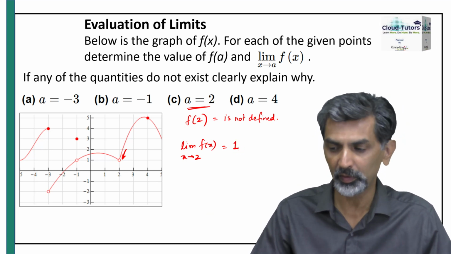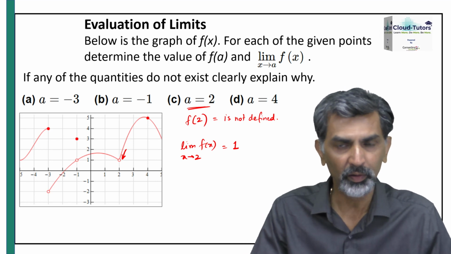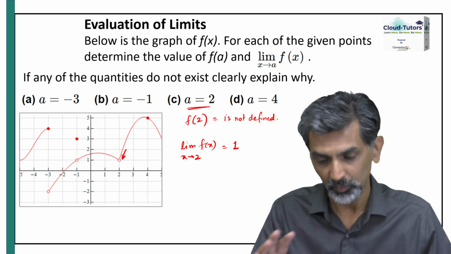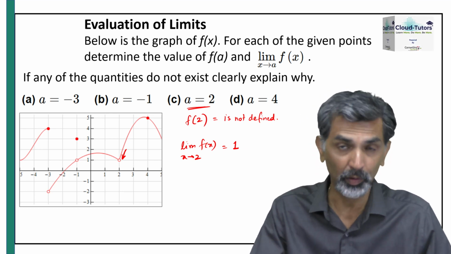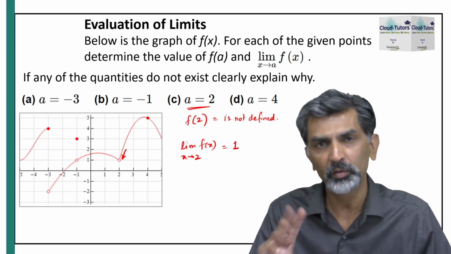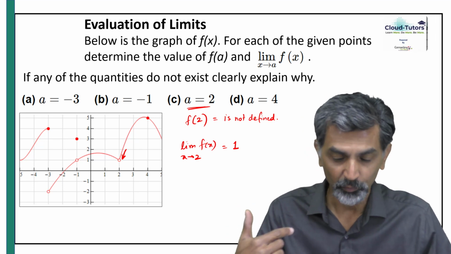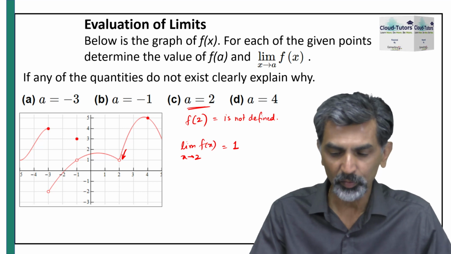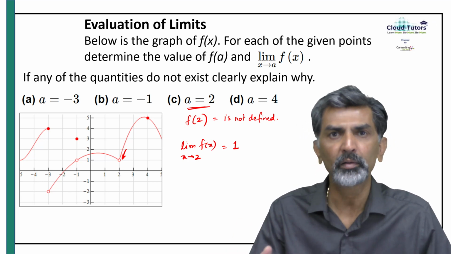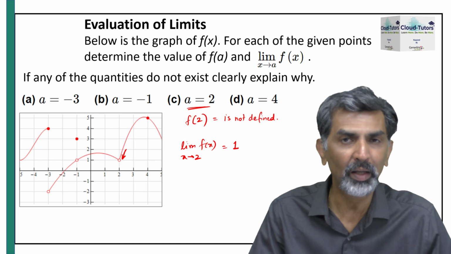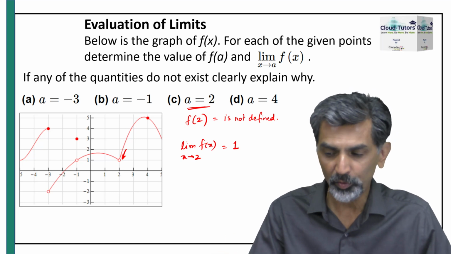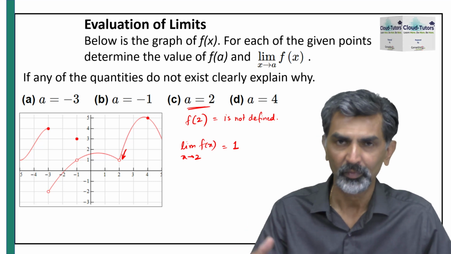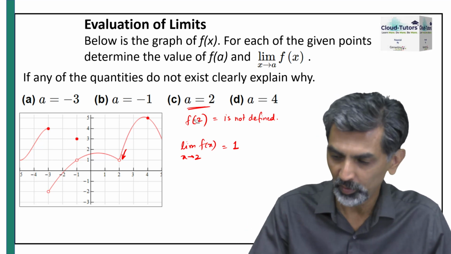This is a situation where the function is not defined, but the limit is. So what we have seen with just these graphs, or this graph, are three situations. One is the function is defined, but the limit was not. Second is the function and the limit are defined, but they have different values. In the third situation, we saw that the function is not defined, the limit is. Let's see what happens in the fourth situation.